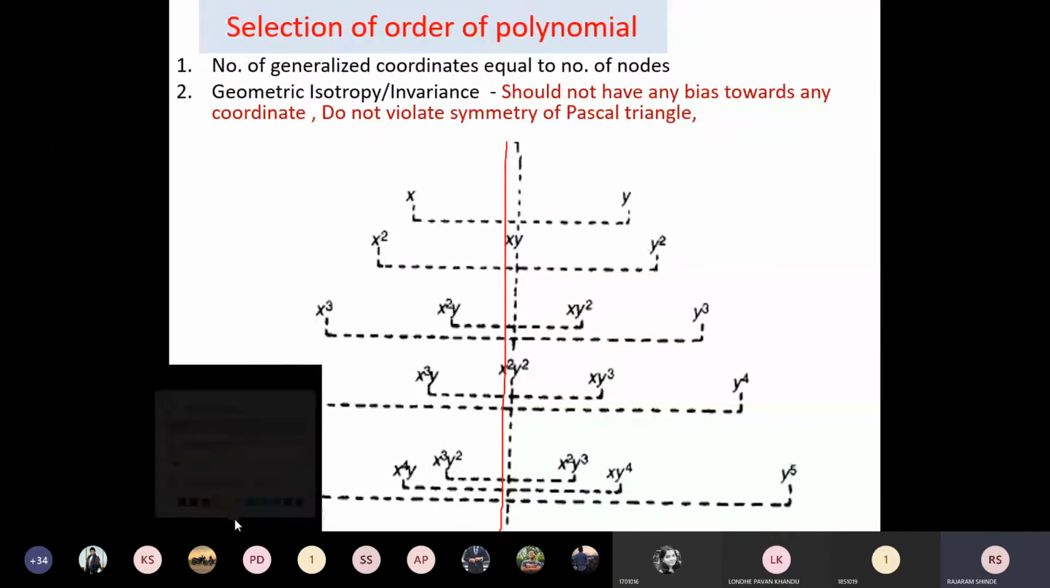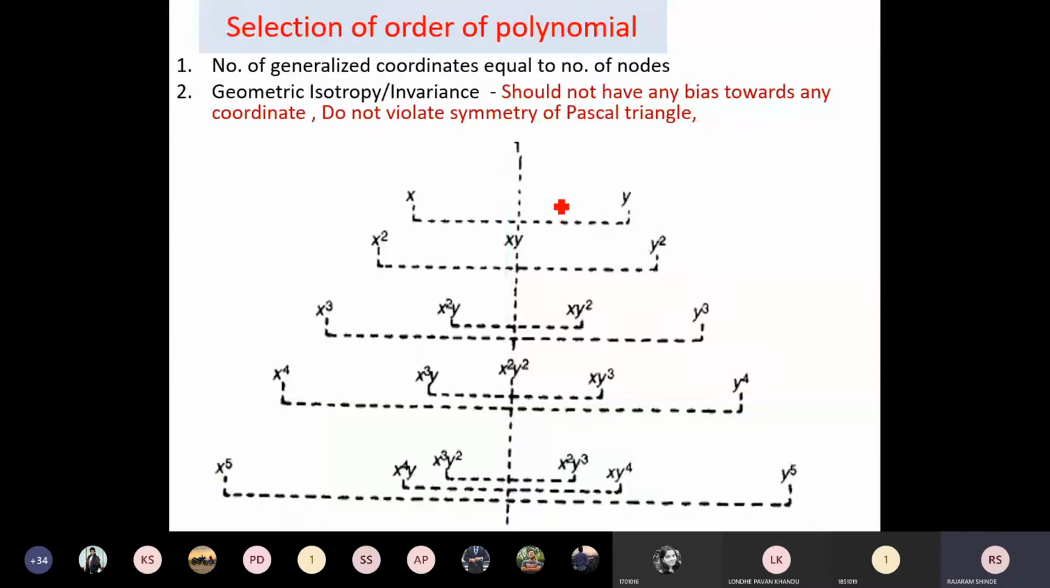Now, how it is symmetric about the axis of the Pascal's triangle, that I will explain here. If we consider the linear triangular element, what is the polynomial of linear triangular element? It is alpha 1 plus alpha 2 x plus alpha 3 y. This is the polynomial of linear triangular element or linear two-dimensional element. Now you can see here there is one constant term.